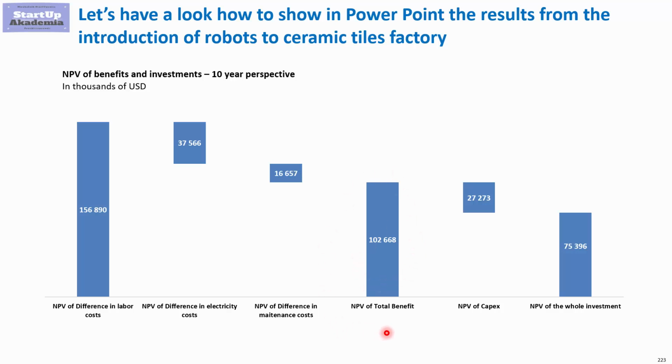And from this, as always, we deduct the capex to get to the pure NPV of the whole investment, which would be a little bit more than 75 million. Which is a good result given that we put 27 million. It means that we triple the money in 10 years and we achieve huge savings.